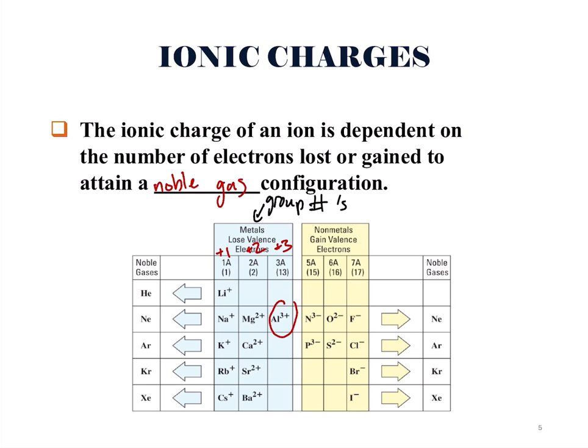Because if we think about it, if we have 1, 2, 3, 4, 5, 6, 7 in between 8, group 3 is still going to be easier to lose electrons, whereas for 5 through 7, it's going to be easier for them to gain electrons. We can think about this just in terms of numbers, right? If you're in group 3, it's going to be easier for you to lose 3 than to gain 5 to reach the noble gas.